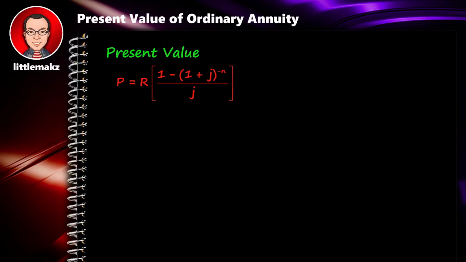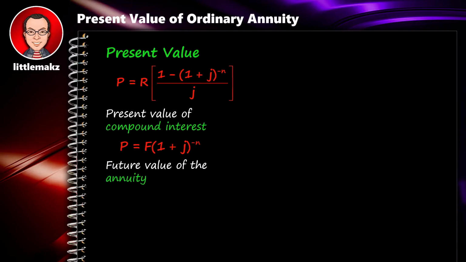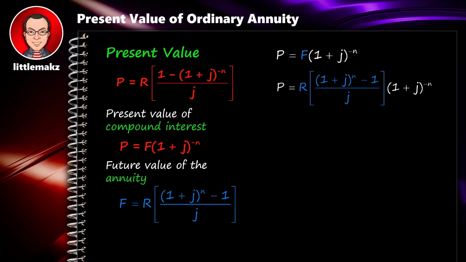Now let's take a look at how the present value formula is derived. The present value of compound interest is P equals F the quantity 1 plus J raised to the negative n power. So this is our compound interest formula. From the future value of annuity, which is F equals R, the quantity 1 plus J raised to the n power minus 1 all over J, will be used in deriving our formula. We try to evaluate the compound interest formula here by substituting F with its equivalent coming from our given formula for future value.